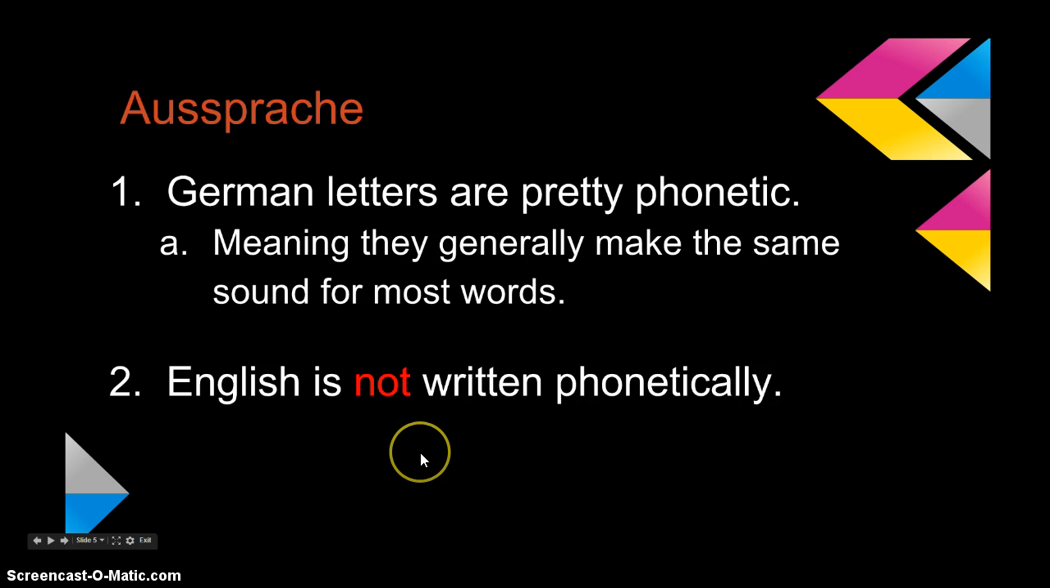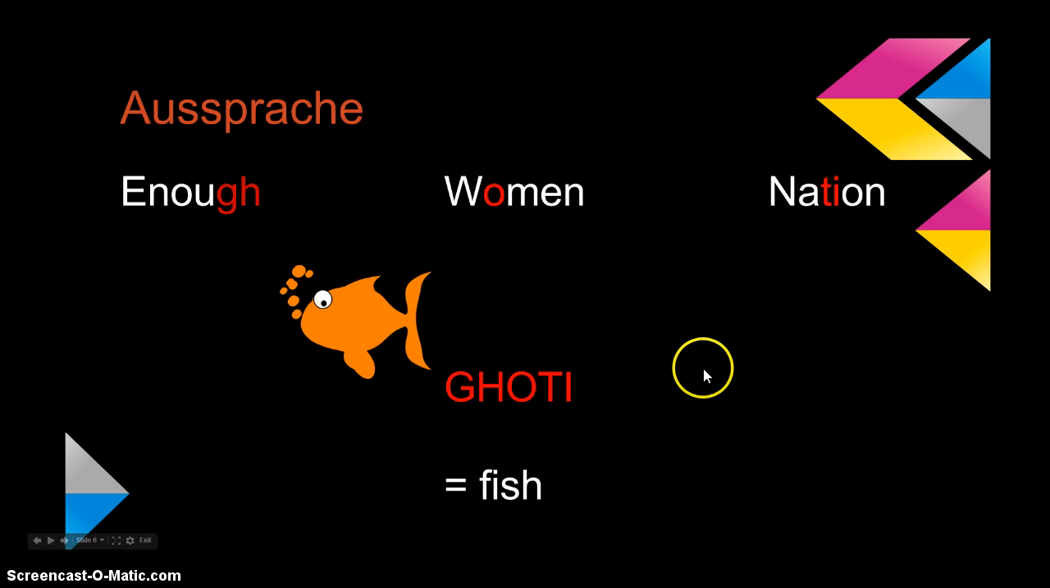English, however, is not written phonetically, which is why you get things like this happening, where GH makes an f sound here, O makes an i sound here, and TI makes a sh sound here. Using phonetic logic, I should be able to spell fish like that, but that's not how English works.